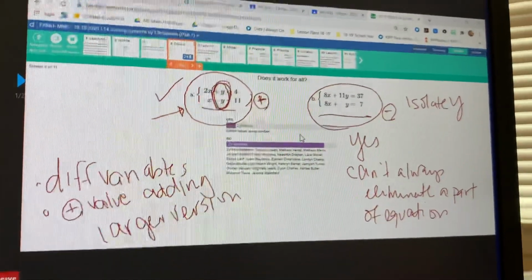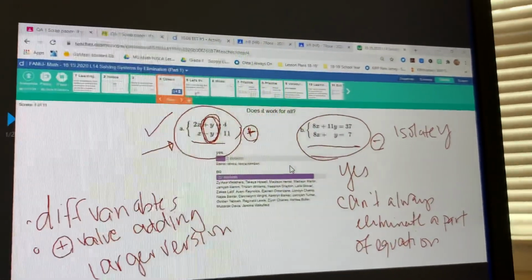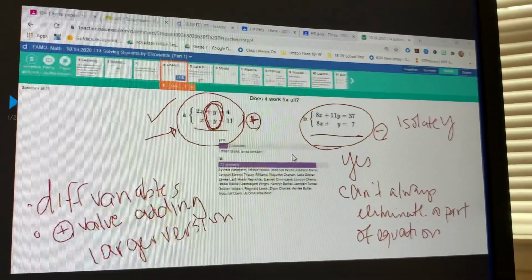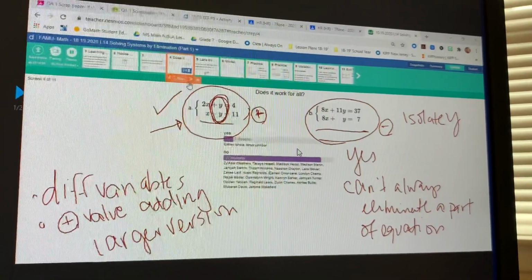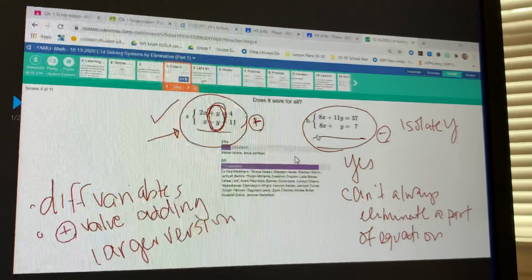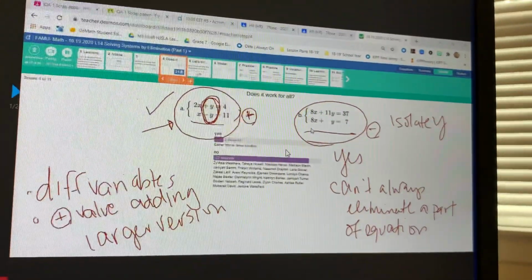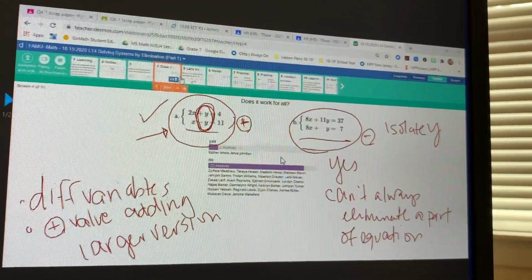Okay, so let us move into the model portion. Here we go. What I'm going to model to you is solving the system using elimination and subtracting.